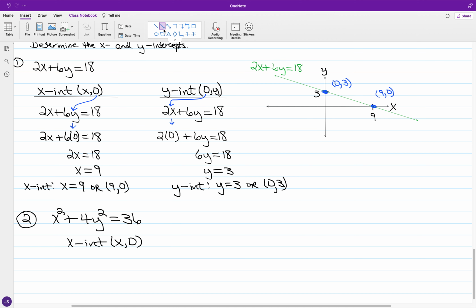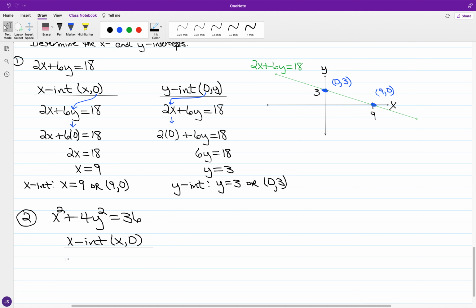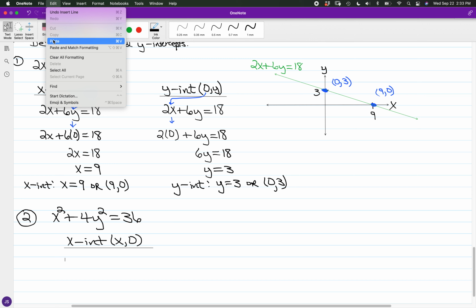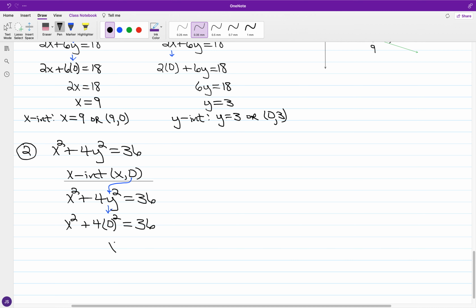So for the x-intercept, again, we're solving for x as y is set to 0. All right, so we now have x squared plus 4 times the square root of 0 is equal to 36. Okay, so the y term becomes negligible. And we have x squared is equal to 36.